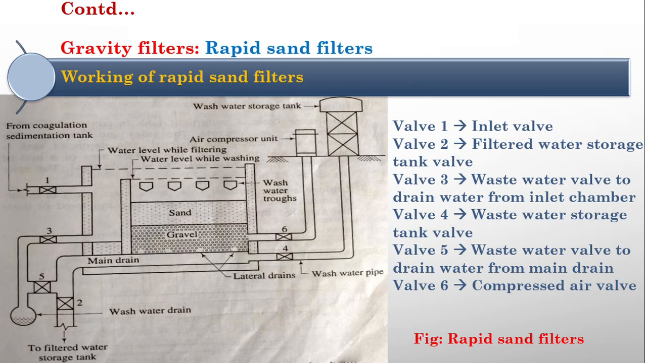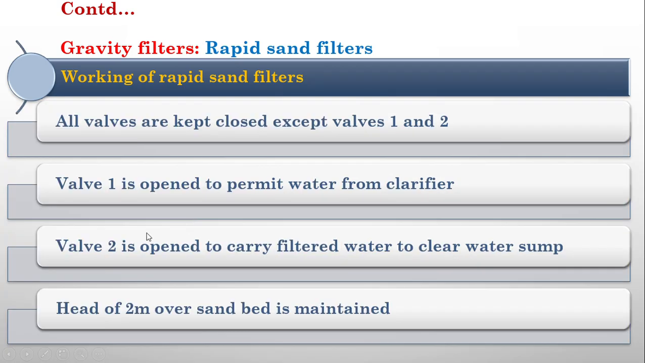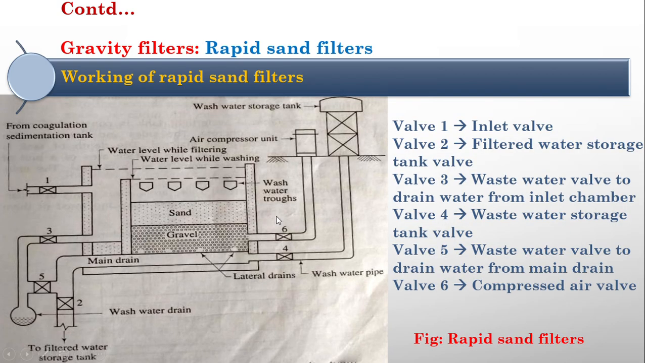So this is actually the figure of a rapid sand filter. This is the inlet pipe. There are 6 valves provided here: 1, 2, 3, 4, 5 and 6. What are these valves used for? Valve 1 is the inlet valve from which the water to be filtered will be delivered into the tank.